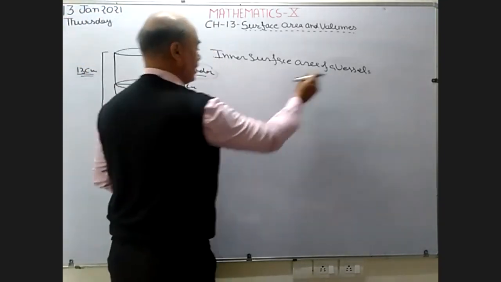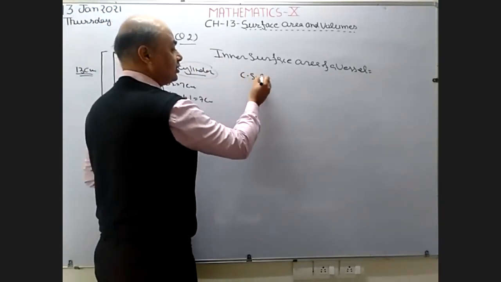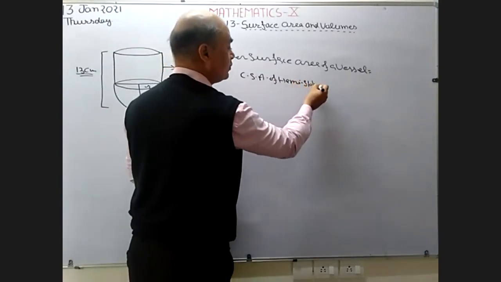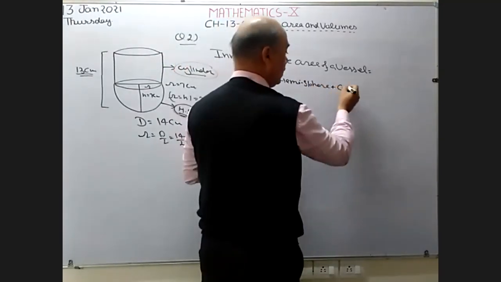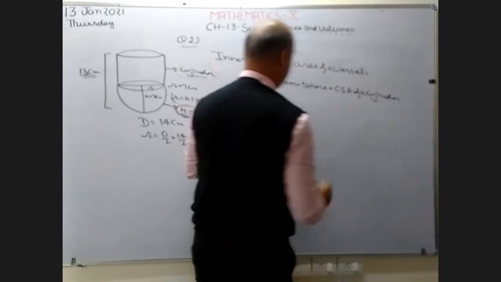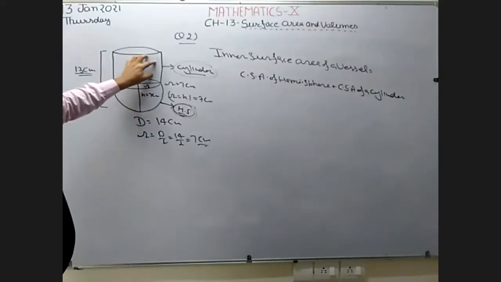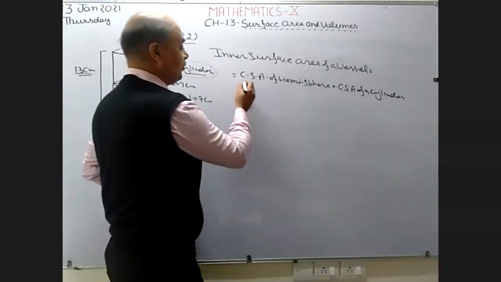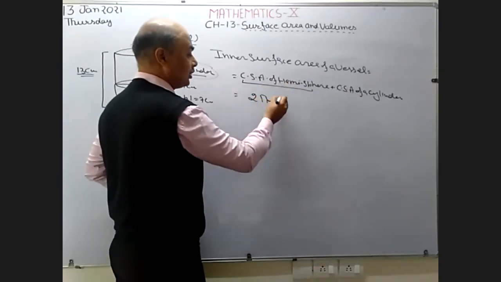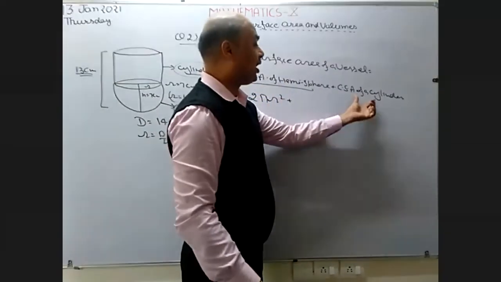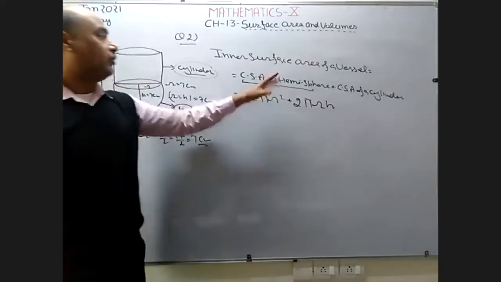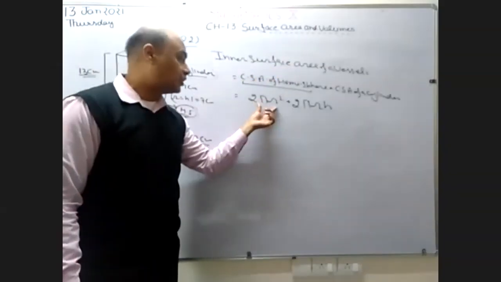Inner surface area of the vessel means CSA of hemisphere plus CSA of cylinder. Okay, cut surface area of hemisphere and cut surface area of cylinder. Now tell me the formula. Cut surface area of hemisphere is 2 pi r square. Cut surface area of cylinder formula is 2 pi r h. So the surface area of the vessel becomes 2 pi r square plus 2 pi r h.